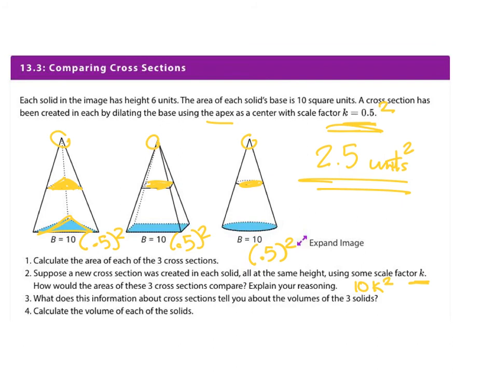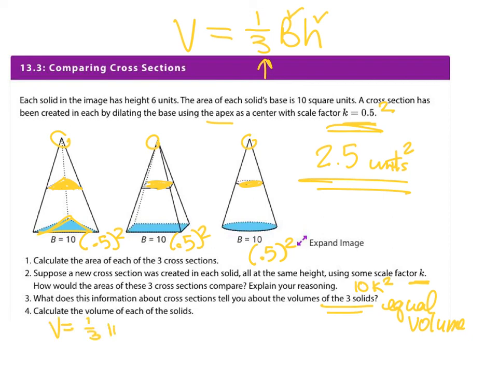Number 3, what does this information about cross-sections tell you about the volumes of the 3 solids? All cross-sections at the same height have equal area, therefore the 3 solids all have the same volume. Okay, they are all equal volume because they all have the same height. They all have the same area of the base, and volume equals 1/3 big B times H. H's are all the same, big B is all the same, 1/3 is 1/3, so the volumes are all going to be the same. Calculate the volume of each of the solids.